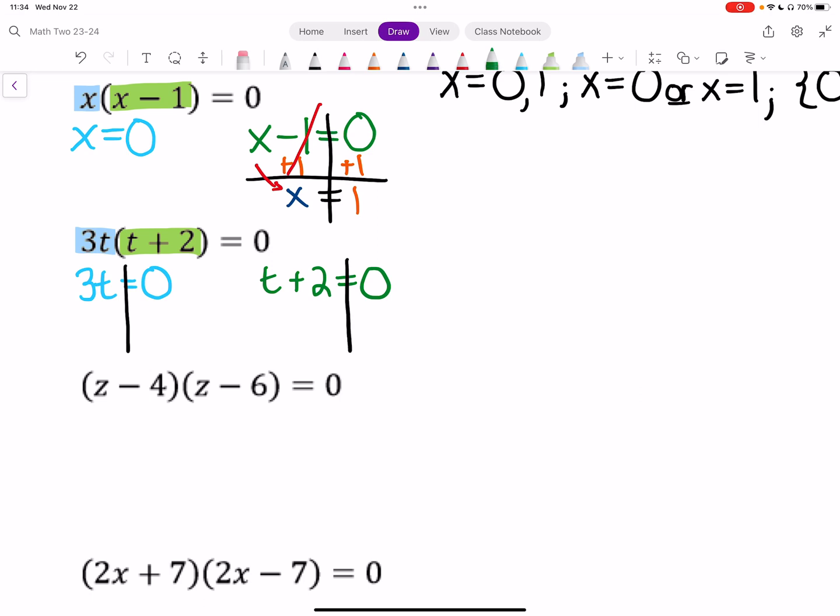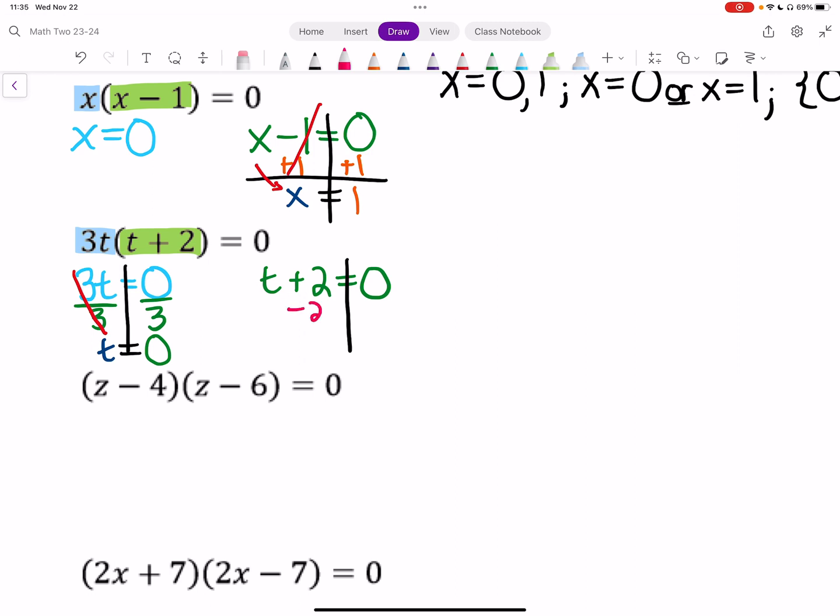I see 3 multiplied by t, so I'm going to undo that by division. Whatever I do to one side, I must write on the other. I'm going to drop down that t because that's all that's left. It's 1t, a single t, and 0 divided by 3 is 0. Looking at the other equation, again, it's also a one step.